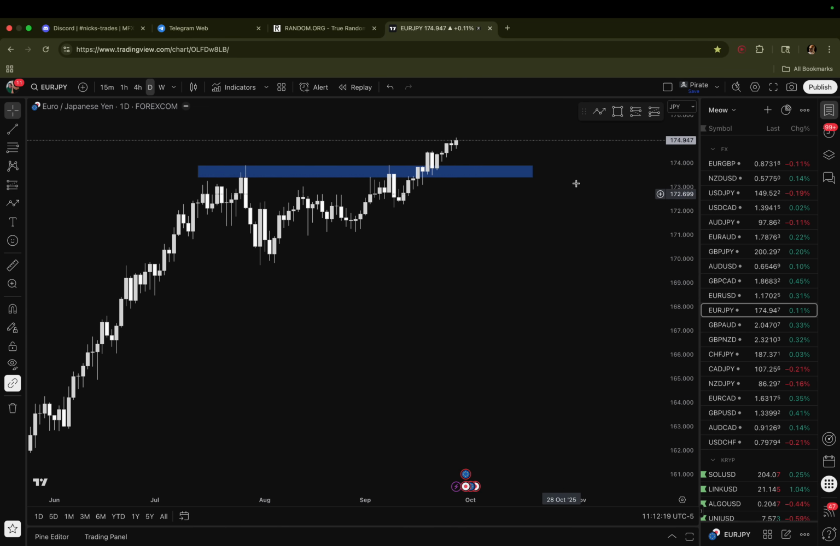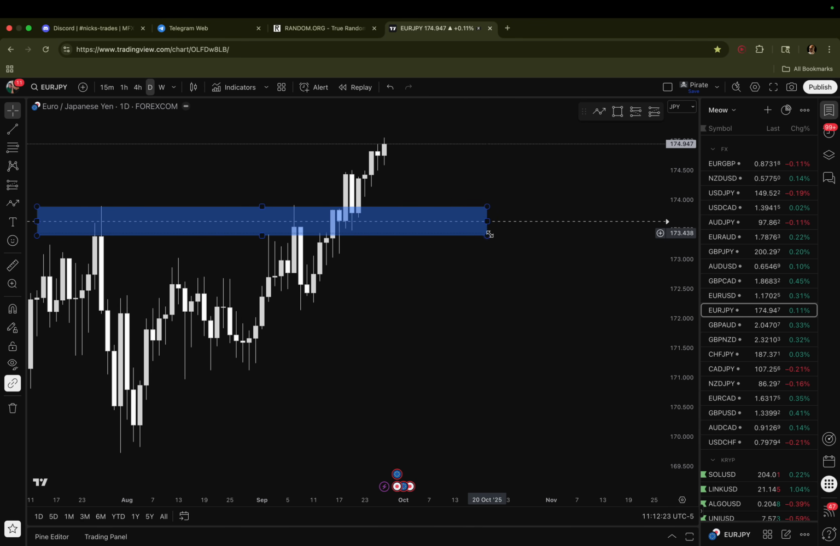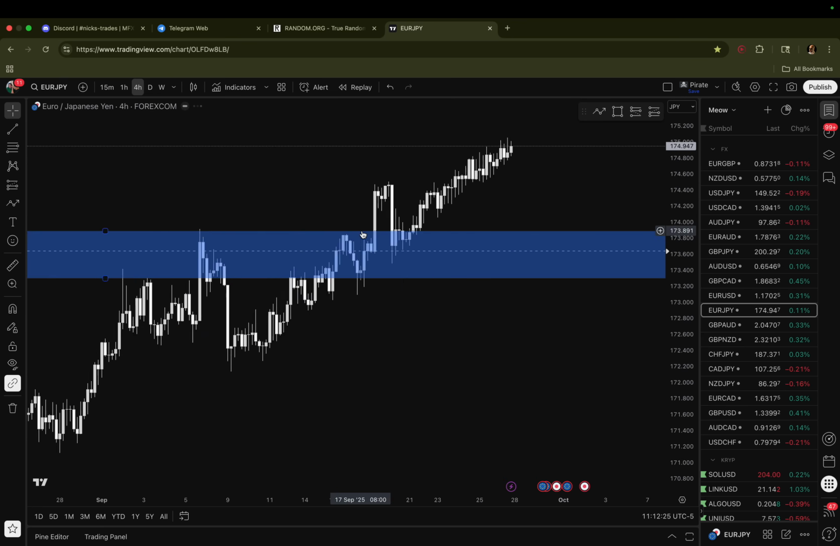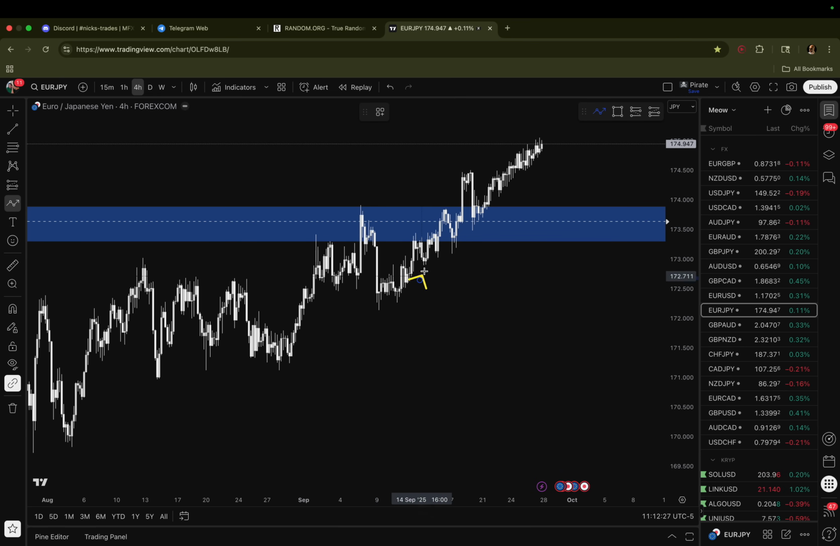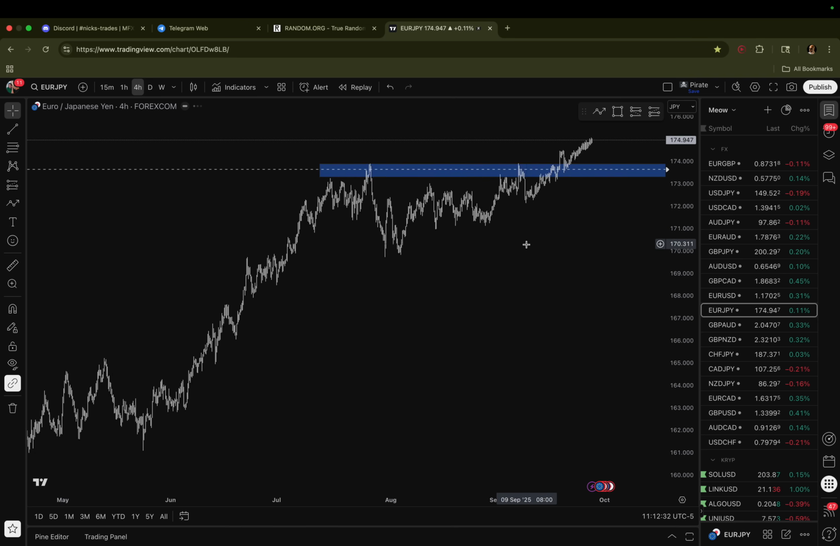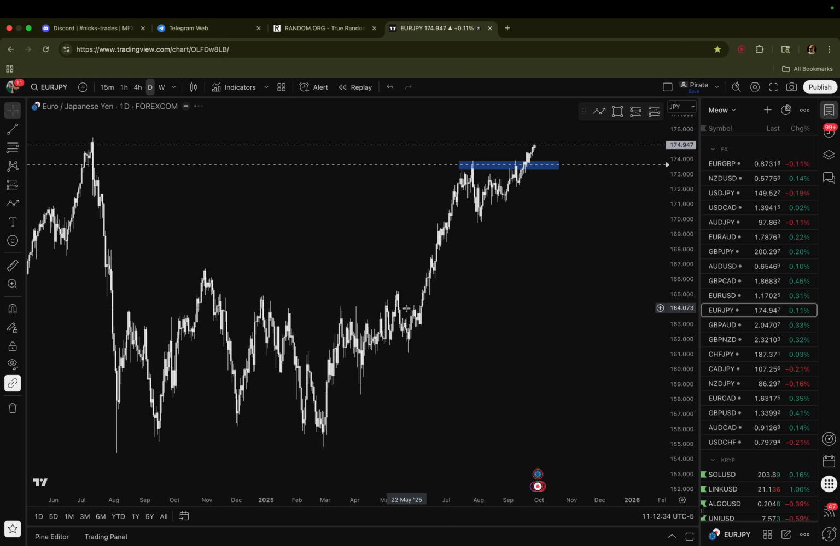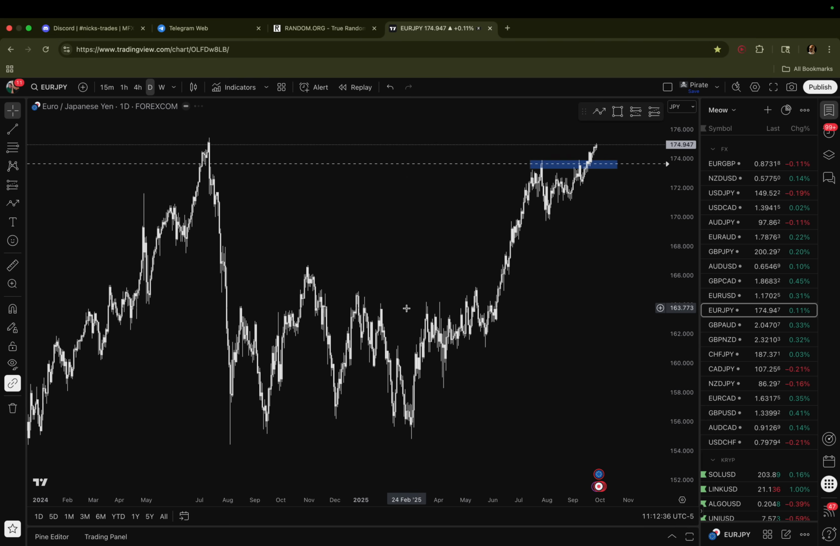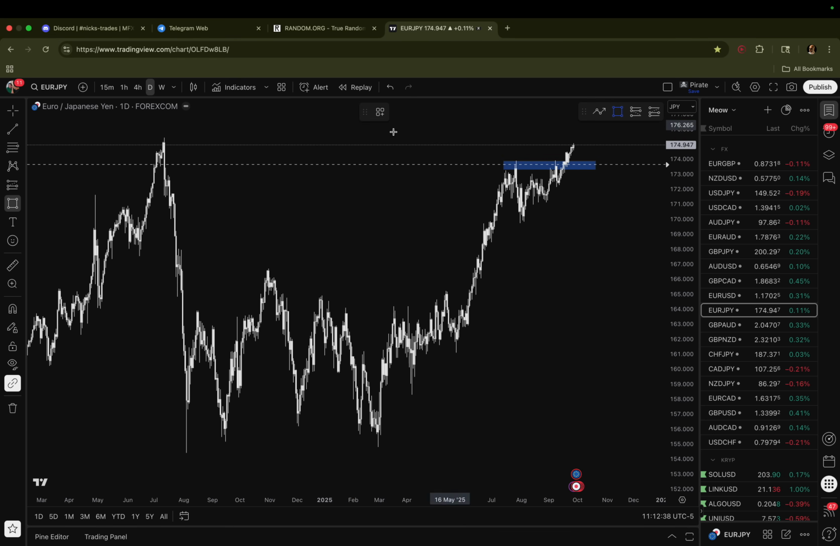Euro JPY. If price comes back here into this zone, I'm going to be looking to buy. This turns into a little break and retest trade. It already kind of has. It already broke above the zone right here, and then it came back and tested as support and has now pushed up to the upside. So maybe it'll set up again, maybe it won't. But if it does come back there to test it on the daily chart, it will still be good. We're currently at a resistance zone.